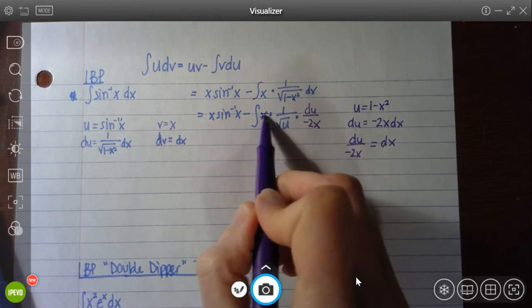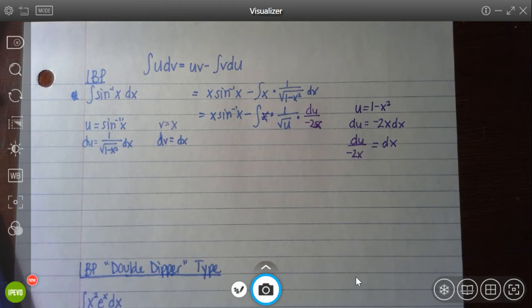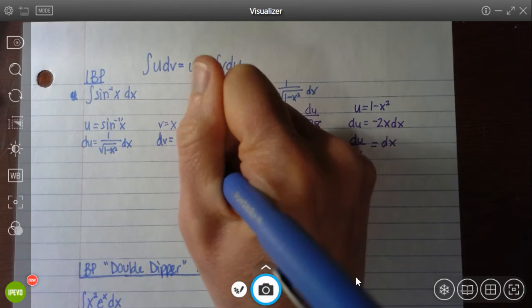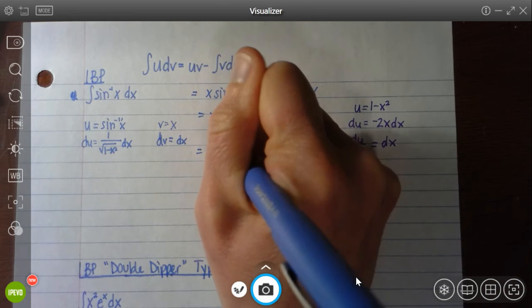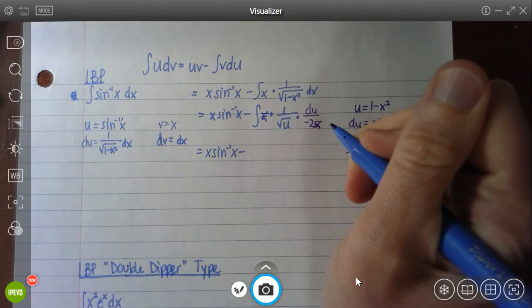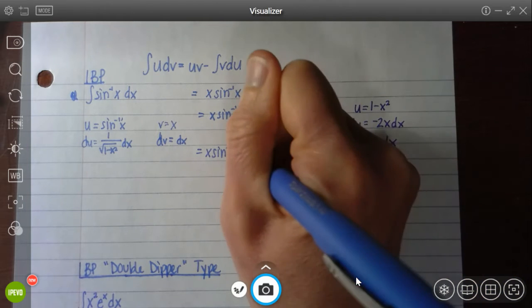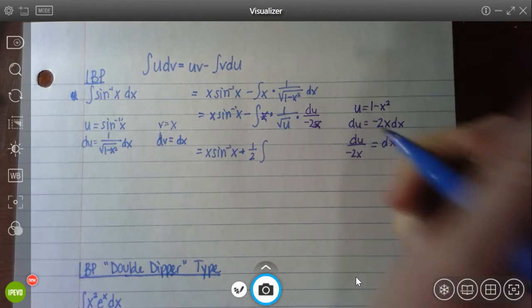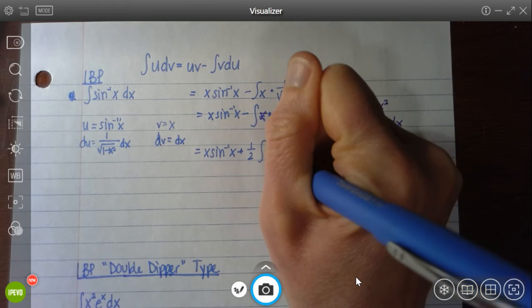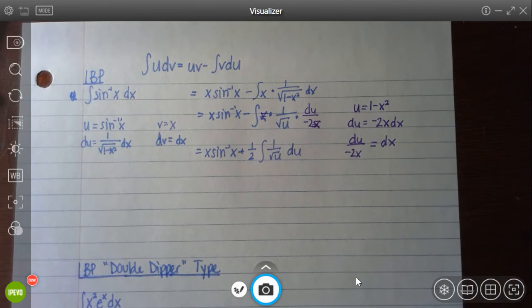Now what's going to happen is this x and that x are going to cancel. So I'm going to be left with x times the inverse sine of x minus, let's pull that out actually. So negative, and that's at the bottom, so positive 1/2 times the integral of 1 over the square root of u du.